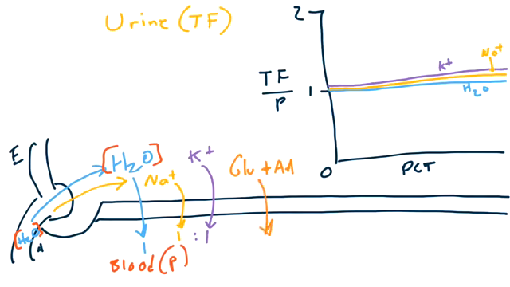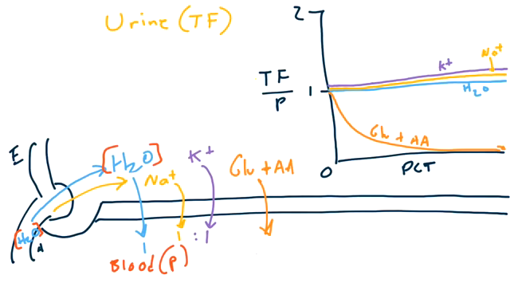So here's a question. Where on the graph should we place the line depicting glucose and amino acids? Should it go here, here, or here? Well, if there is no glucose and amino acids in the tubular filtrate, then this concentration should decrease, thus decreasing the ratio to practically 0. So the line would actually look something like this. And this signifies that by the end of the proximal convoluted tubule, the glucose and amino acids have been completely reabsorbed. In other words, there is none left in the tubular filtrate.